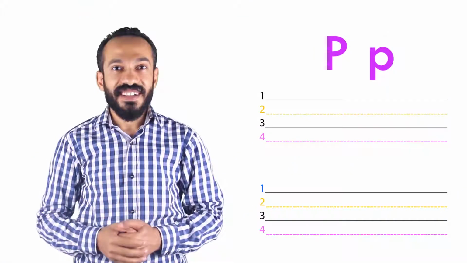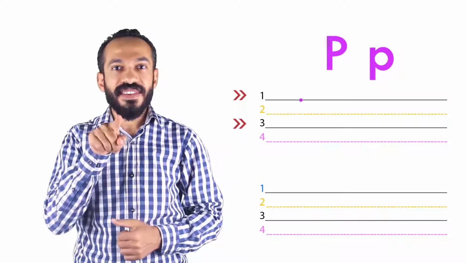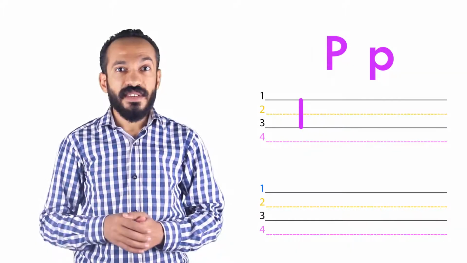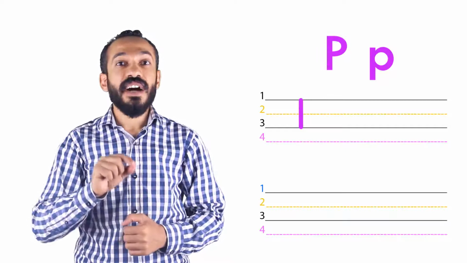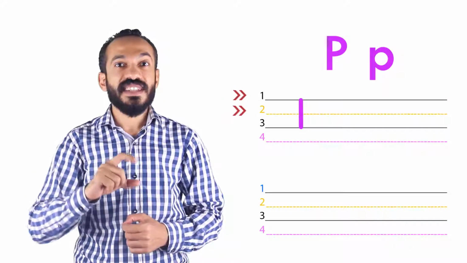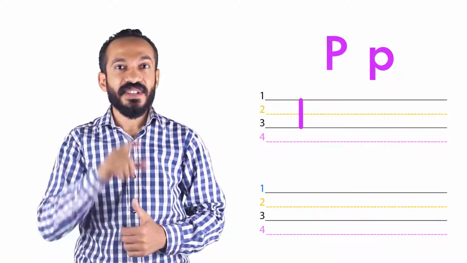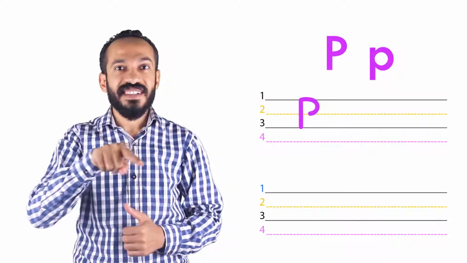So how do we draw the uppercase P? We start with a vertical line, from the first line to the third one, this way. Release your pencil, then start drawing half a circle between the first and the second line. Make sure it's to the right side.